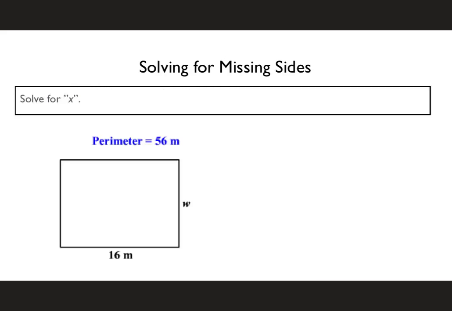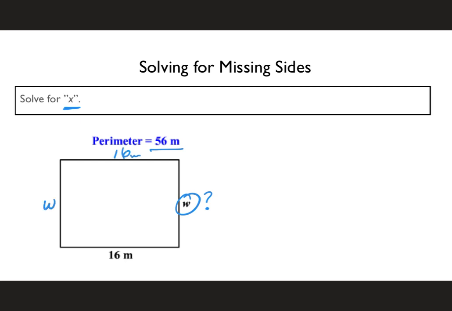All right. So, sample problem. Solve for missing sides. So, based on what we know of rectangles, we should be able to solve this. This is a solve for X type problem, where in this case, X is W, right? We're trying to find this. They said our perimeter is 56. Our perimeter is really just the four sides of the rectangle added together.